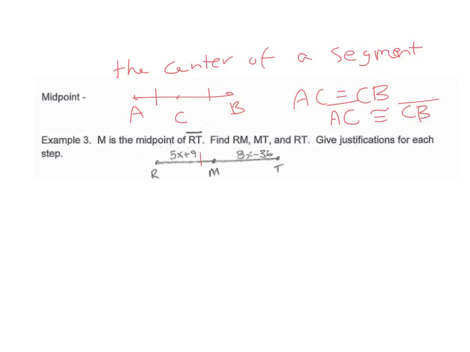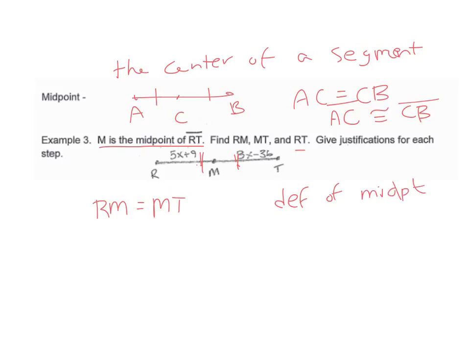So example 3: M is the midpoint of RT. I'm going to already mark these markings. Find RM, the distance between M and T, and the distance between R and T, and give justifications for each step. I just put these hash marks in because it's the midpoint, so I know that RM is equal to MT. Why did I just put those hash marks in there? Well, my justification is the definition of midpoint.